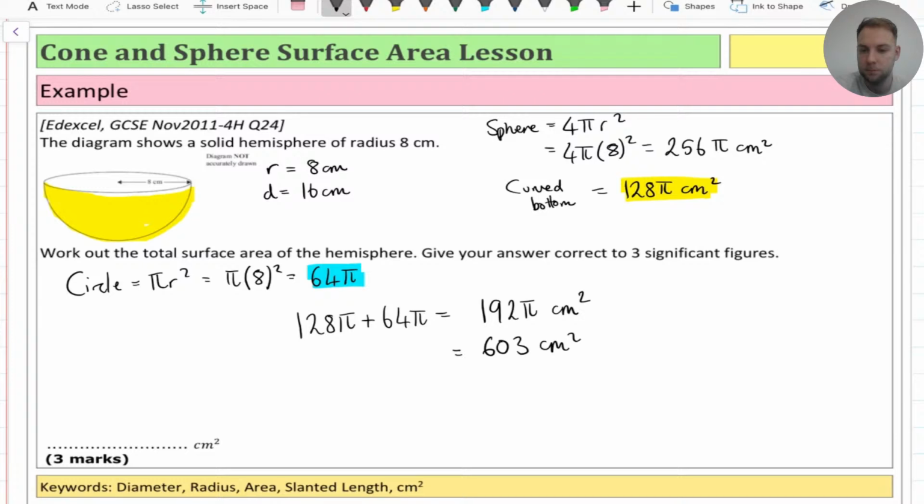Brilliant. 3 marks, that. Let's just check it. 603, super. Give you a second to get that down. Super.